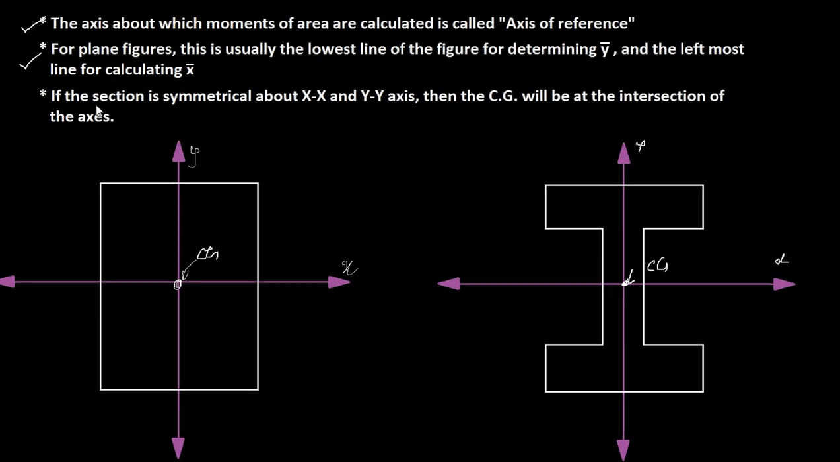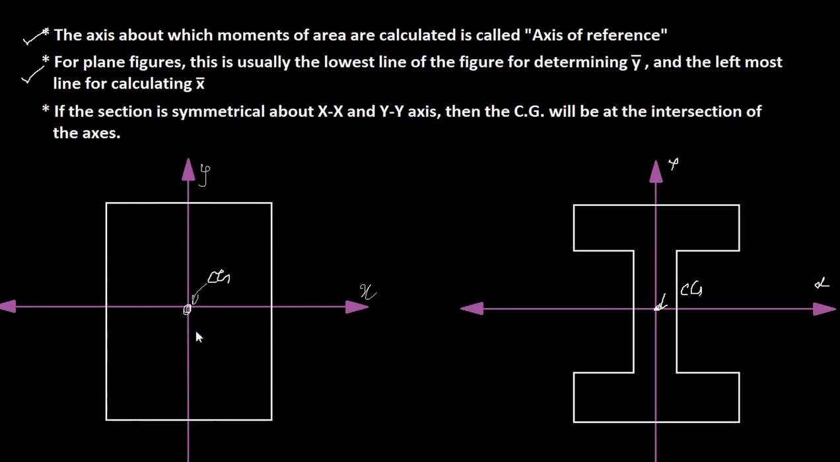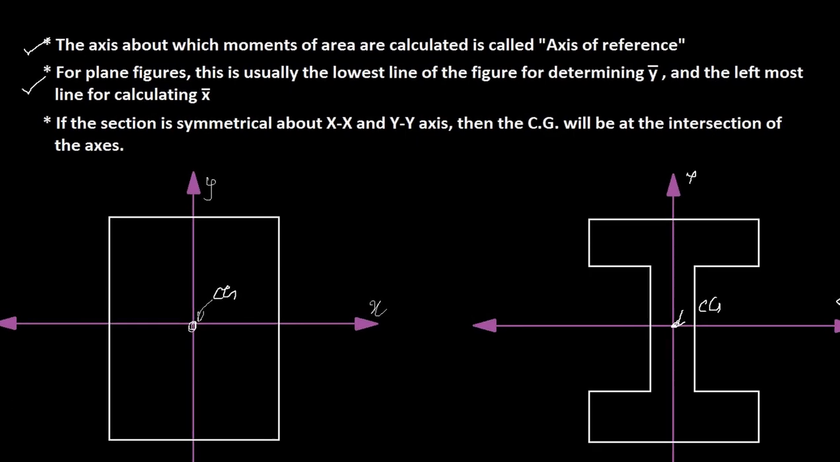Now if the section is symmetrical to both x and y axis, the center of gravity will lie at the intersection of those axes. If it is symmetrical to just the x axis, then y bar will be somewhere on the x axis. And if the body is symmetrical to the y axis, then x bar will be somewhere on that axis. We will see that in a problem here.